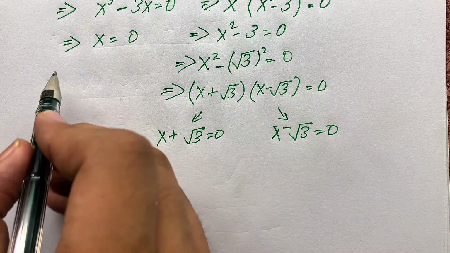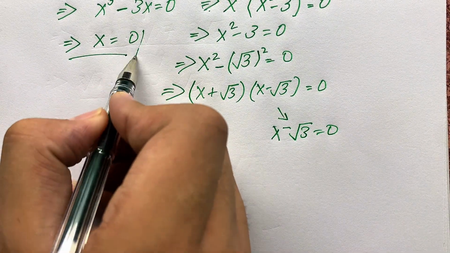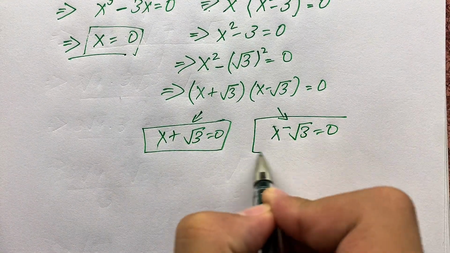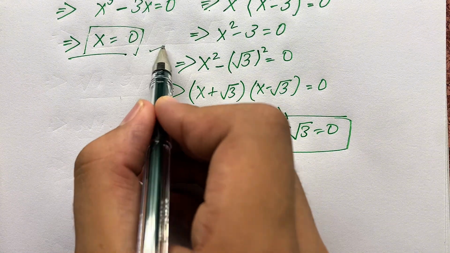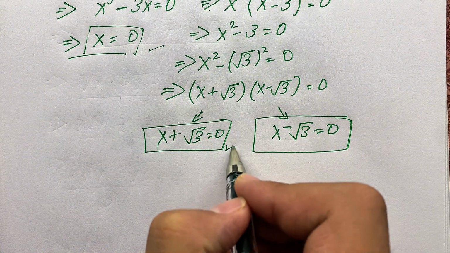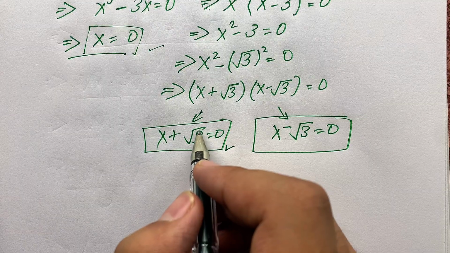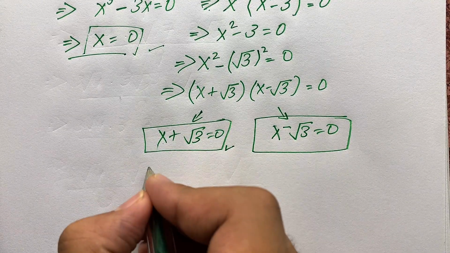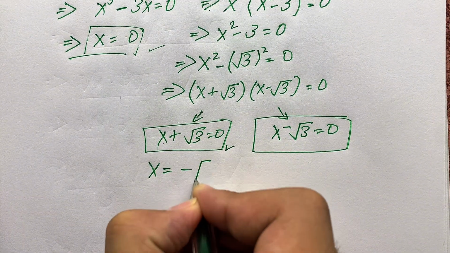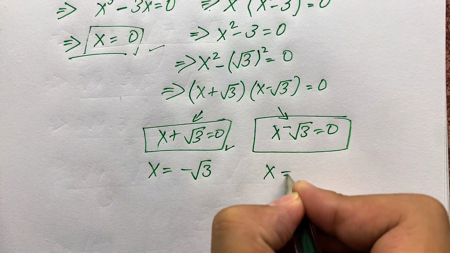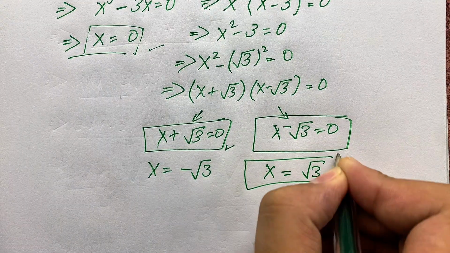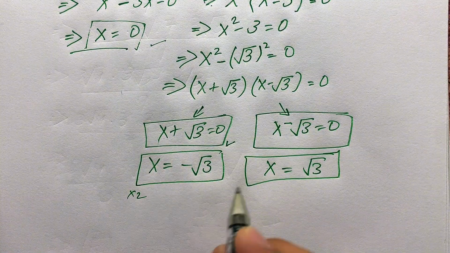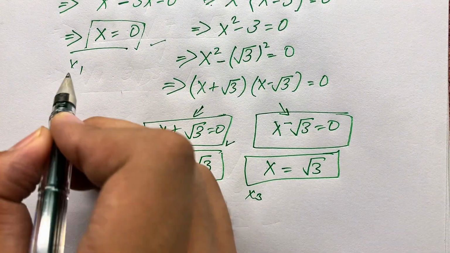Now we have three answers of this short tricky math Olympiad problem. Our first answer is x is equal to 0. Then x plus under root 3 is equal to 0 gives x is equal to minus under root 3, and this x is equal to plus under root 3. So this is x2, this is x3, this is x1.